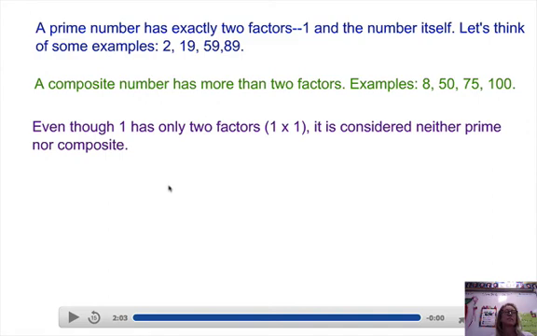Here's the definition of prime numbers and composite numbers, and you're going to be engaging in some math activities in which you're going to list the factors, all the factors you can think of for each number, and then come to the conclusion of whether that number is a composite number or a prime number.